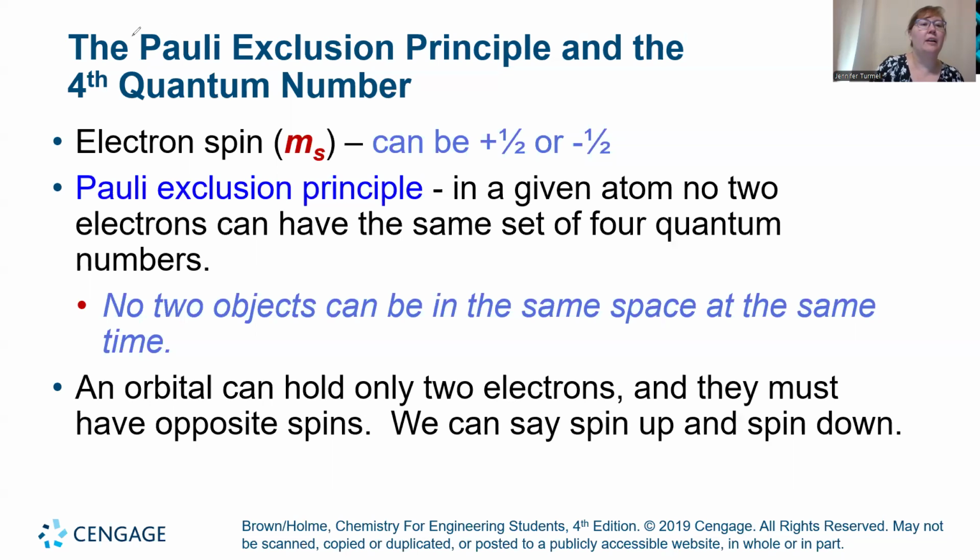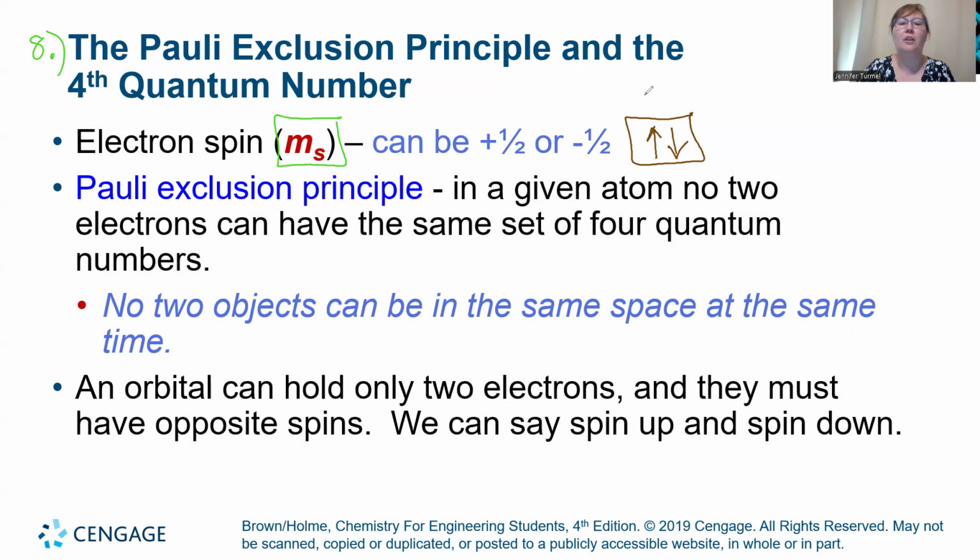All right, now we are here. We're up to quantum number 4, and this is our electron spin, m subscript s, for spin. It can be +1/2 or -1/2. So the way we'll often refer to that is spin up and spin down.